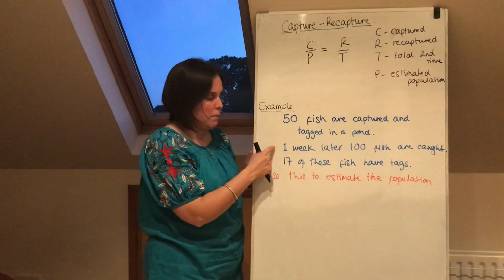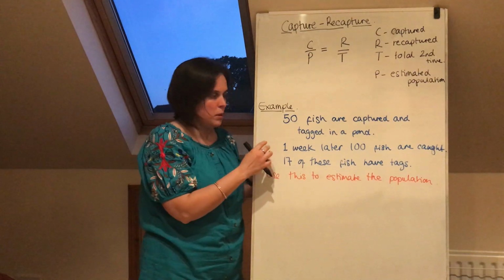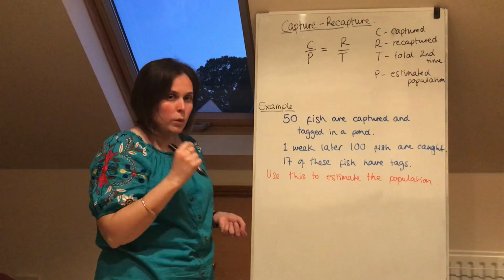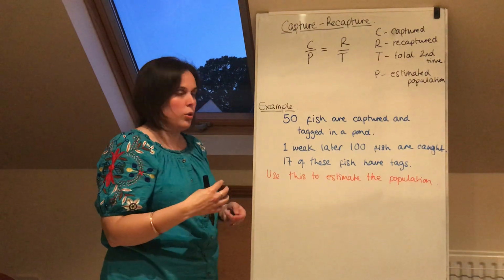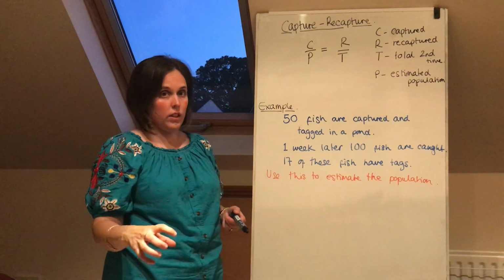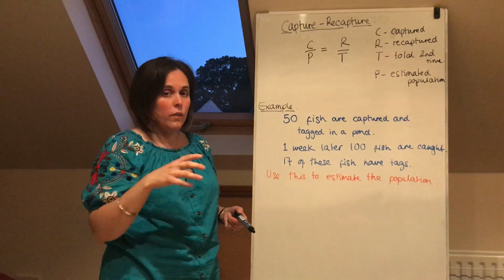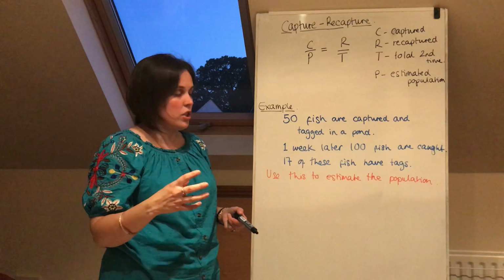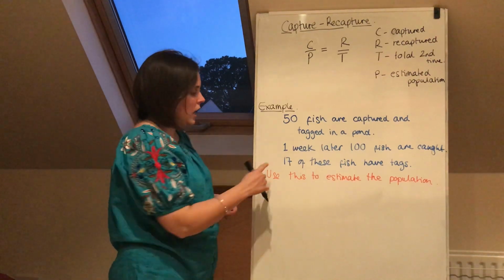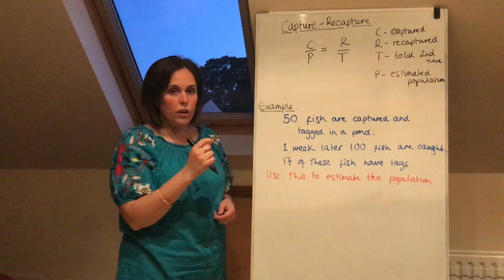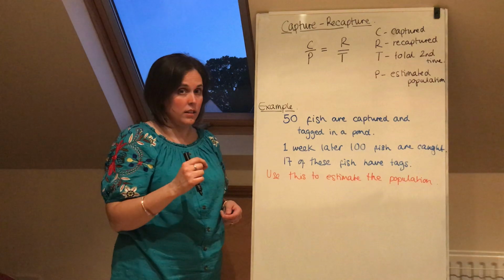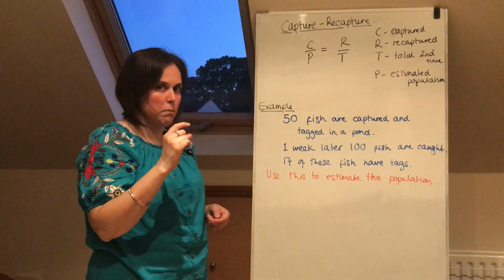In order for that to happen, there needs to be a certain amount of time between. In this particular example, they've used 1 week. So 1 week later, the biologist goes back, and this time they catch 100 fish. What they're looking for with those 100 fish is how many of them have got tags. Out of those 100, 17 of them have got tags. And that's the important point.